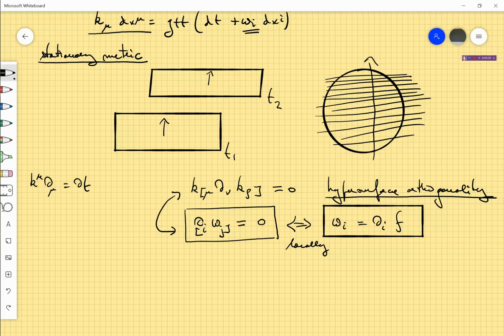Still, our description of the space-time is local. We don't know what the whole manifold is. We never know. We just have a description in some local coordinate patch. So this is enough for us.